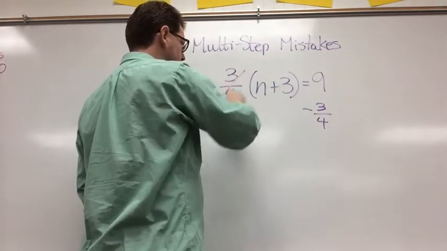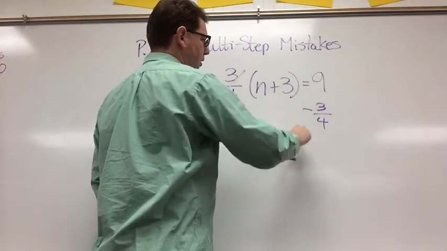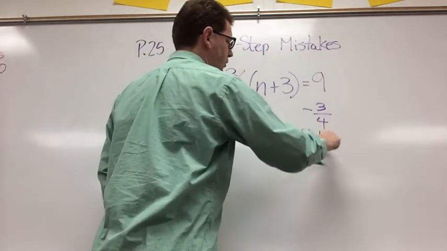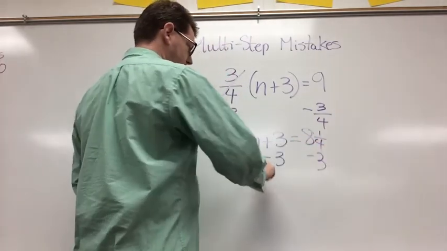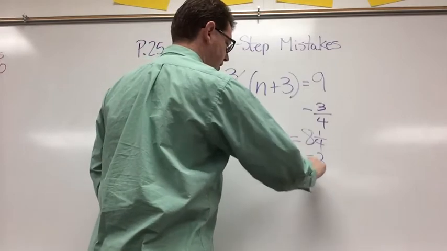And that leaves me with n plus 3 equals 8 and 1/4. And then I subtract 3 from both sides, and I get n equals 5 and 1/4.